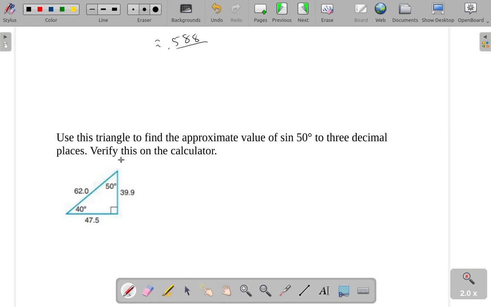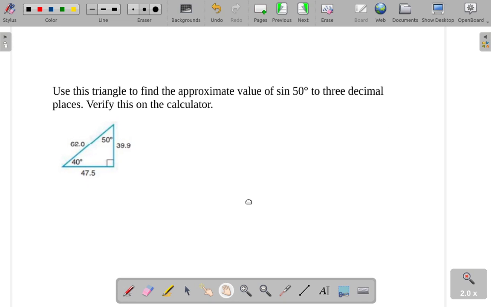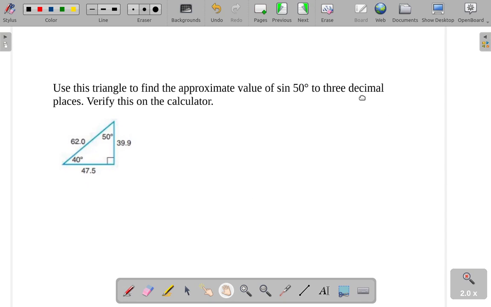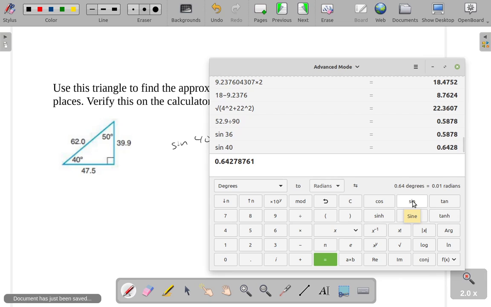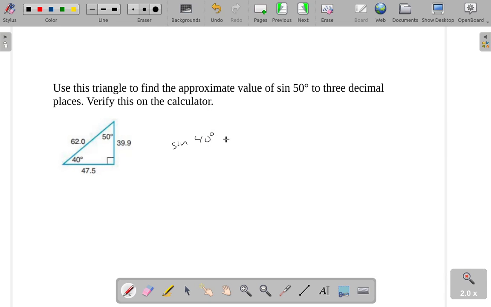If we wanted to use this triangle to approximate the value of sine of 50 degrees, and let's round it to 3 decimal places, and then verify this on the calculator. Well, this is not usually how we find the sine of 40 degrees. Usually if we're finding the sine of 40 degrees, we don't need to do anything with the triangle here. What we would do is we type in the sine of 40 degrees and get 0.643, it looks like. So that's how we would actually find the sine of 40 degrees.